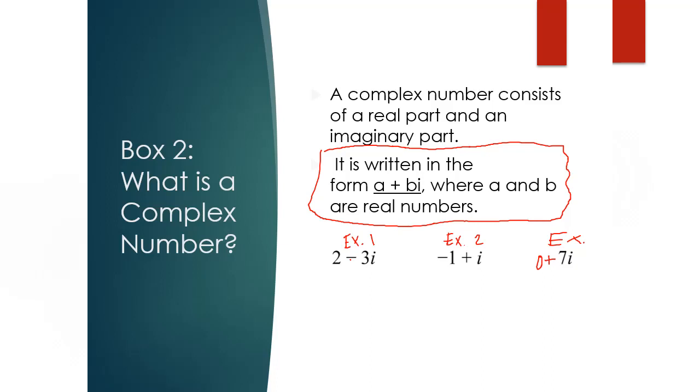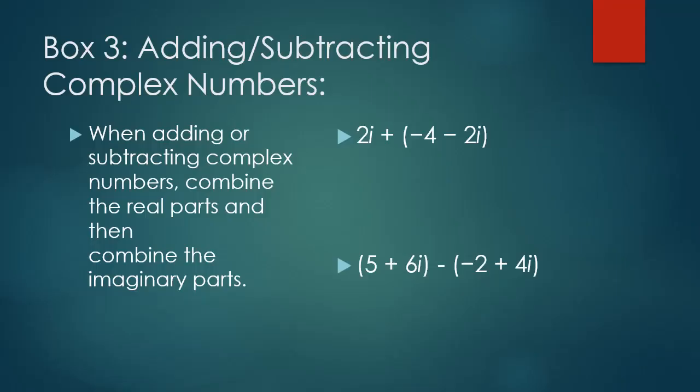All right. Everyone say yay. All right, so in box 3, we're going to talk about adding and subtracting your complex numbers. So when you're adding and subtracting your complex numbers, all you're doing is combining the real parts together and then combining your imaginary parts.